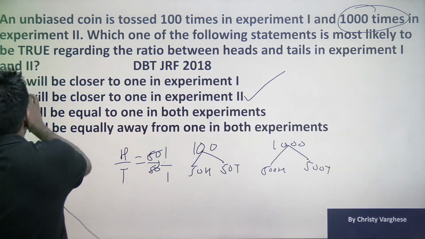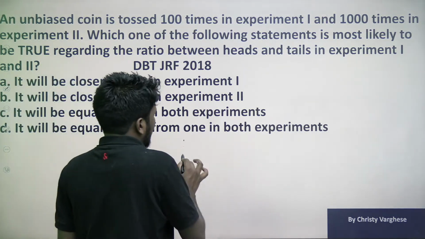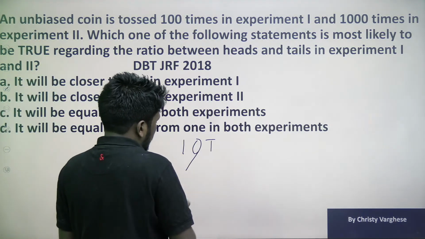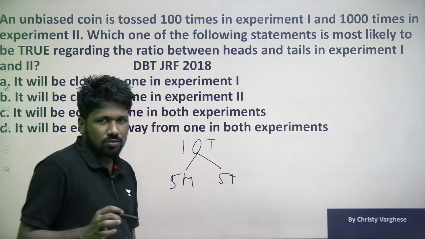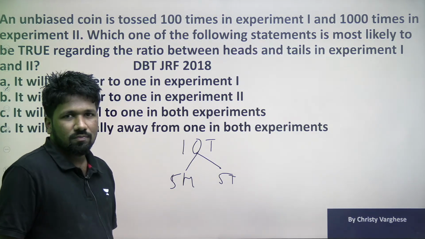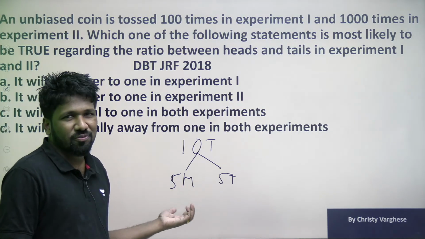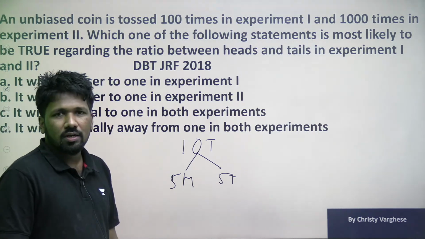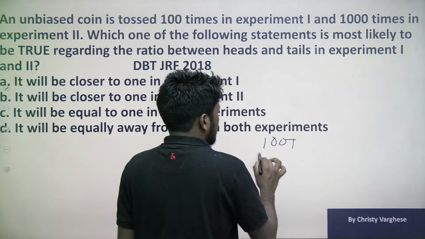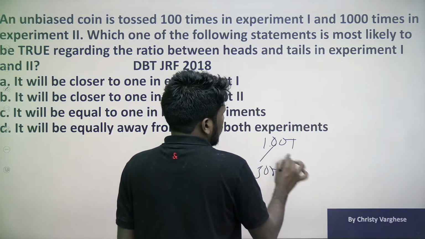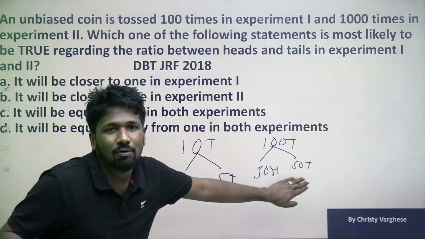I will ask you a question. When you toss a coin 10 times, are you sure that you will get 5 heads and 5 tails? Do you think so? No. We are not sure, but chances are there for that. Some chance there is for 5 heads and 5 tails, but we are not sure it will be exactly that. And if it is 100 tosses, 50 heads and 50 tails also we are not sure, but chances are there. But compared to this, it has a higher chance.